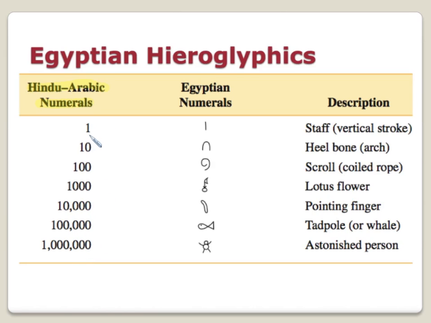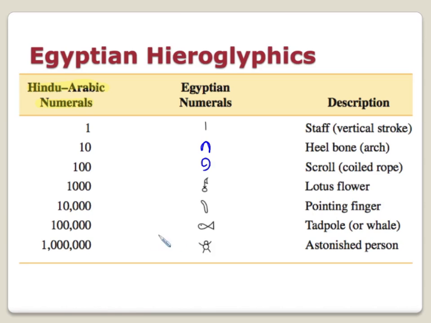So R1 is going to just be a slash, a vertical stroke, and it's a staff. R10 is like a heel bone or an arch. Okay. R100, they would draw a scroll or a coiled rope. For 1000, they would draw a lotus flower. So you see the little base here, the leaves, the stem, and the flower. For 10,000, they would have a pointing finger.